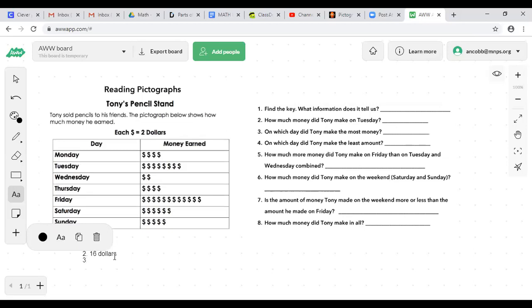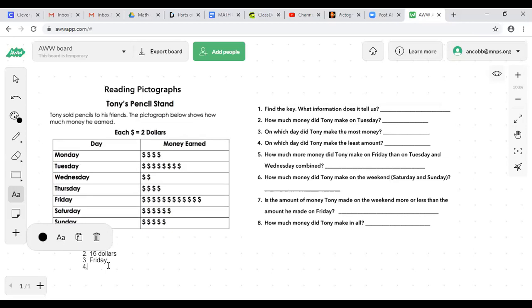Okay. For number 3, we have to find out on which day did Tony make the most money. So we need to see the day where there's the most dollar signs. And I can see that on Friday, he looks like he made the most money because he made 2, 4, 6, 8, 10, 12, 14, 16, 18, 20, 22, 24. So on Friday, he earned $24. So the answer for number 3 is Friday.